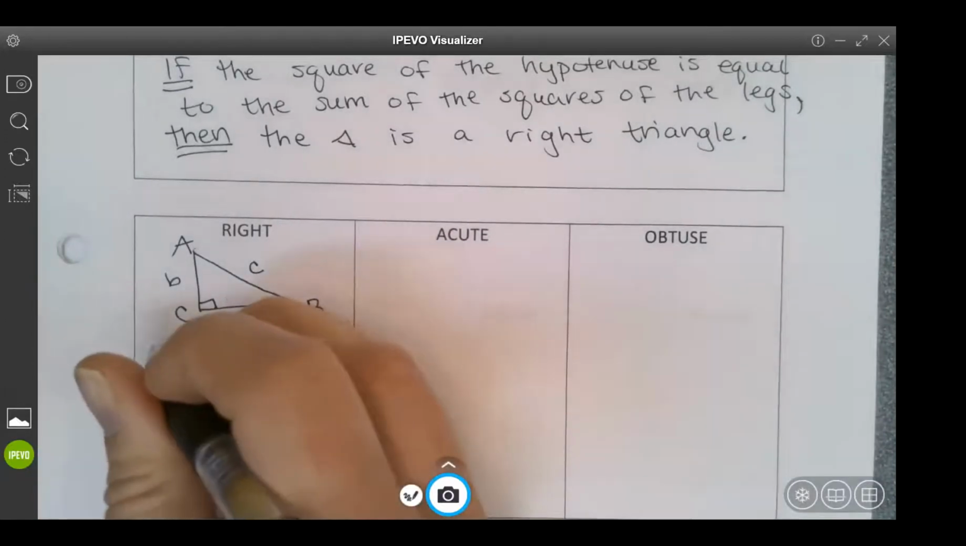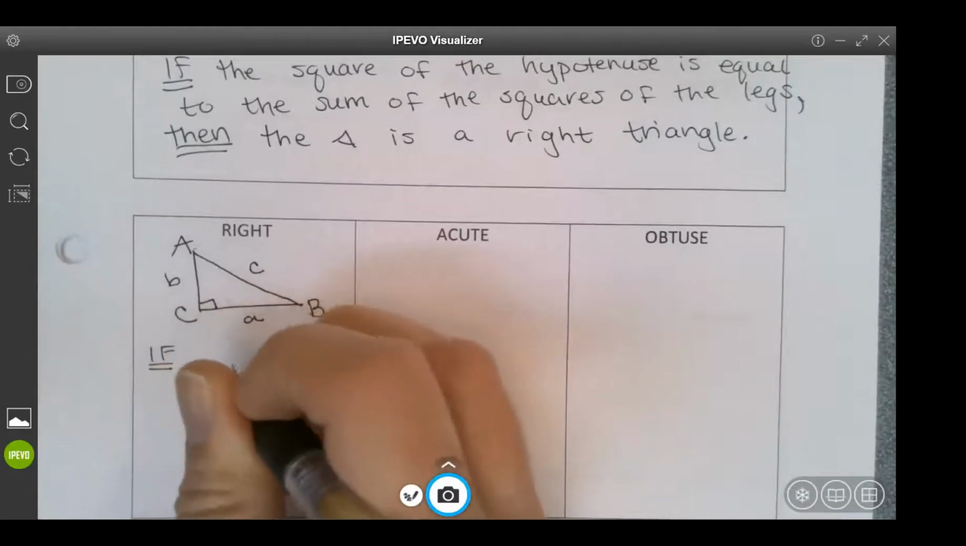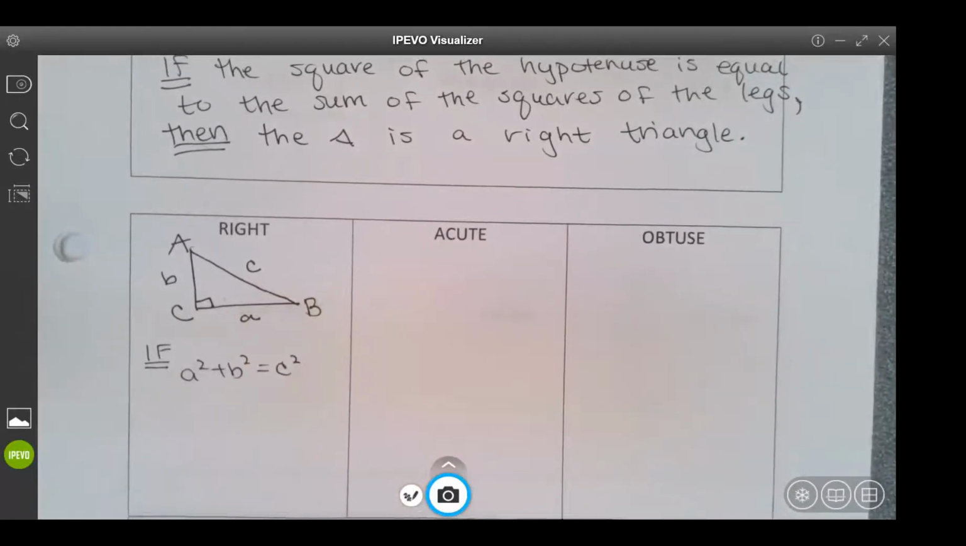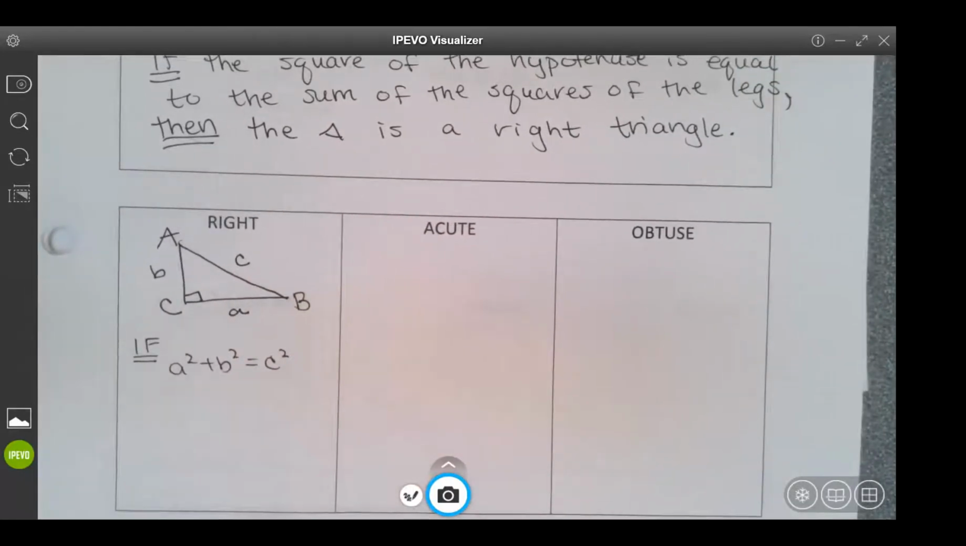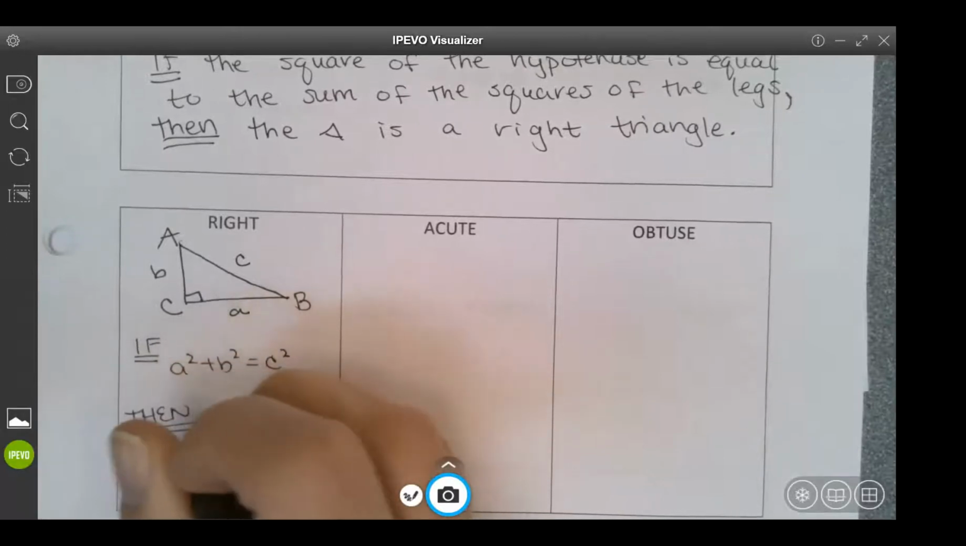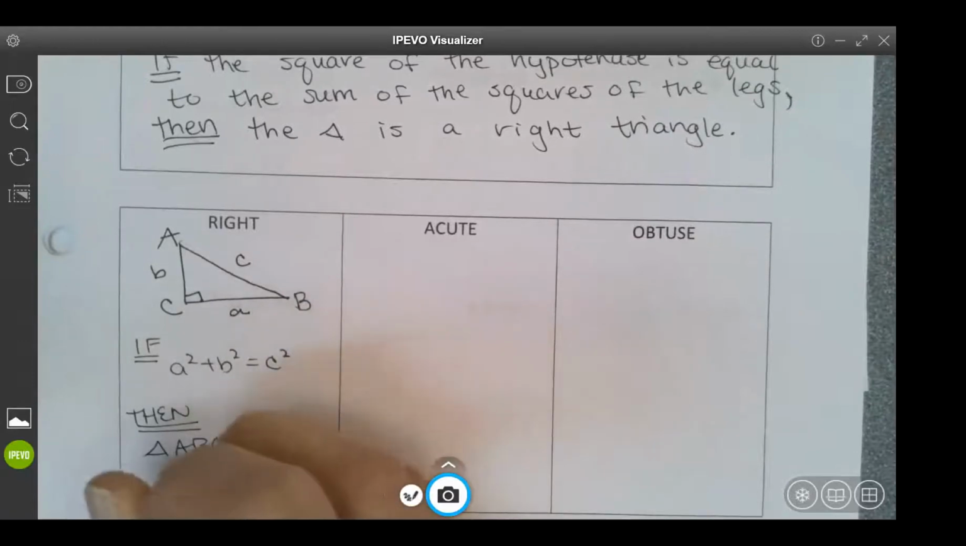And we're going to say that if I have a triangle, and I know that a squared plus b squared equals c squared, and we're going to see we're not actually even going to be given the visual. Yeah, algebra students, when you're done, you can leave. Then triangle ABC is a right triangle.